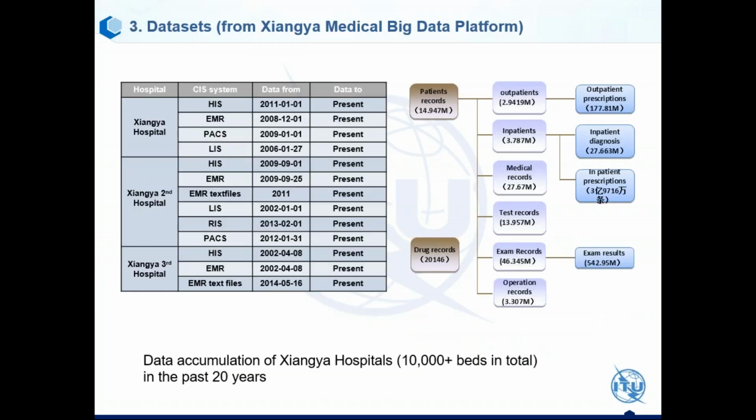So, and then we have the full data sets. When we say data sets, not only about images, but also the full EHR, or limited to EMR, electronic medical data, not to say EHR outside of the hospital. So we have that data accumulation of Shanghai hospitals, which accounts to over 10,000 beds in total, in the past 20 years, from the 1990s to now. And then we have that in billions.